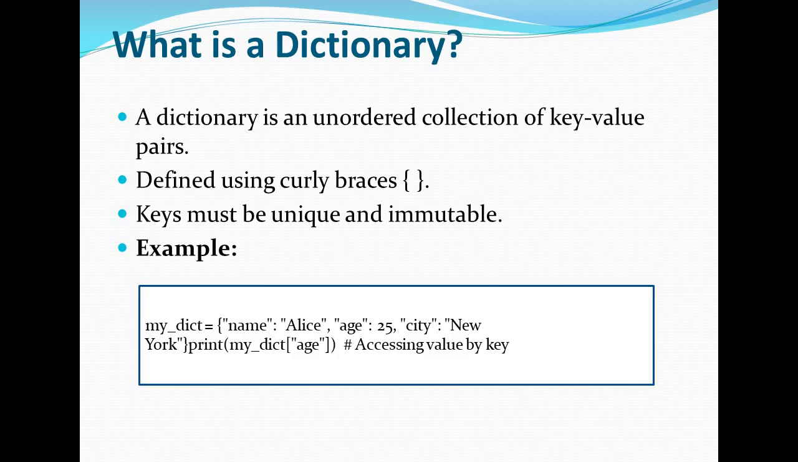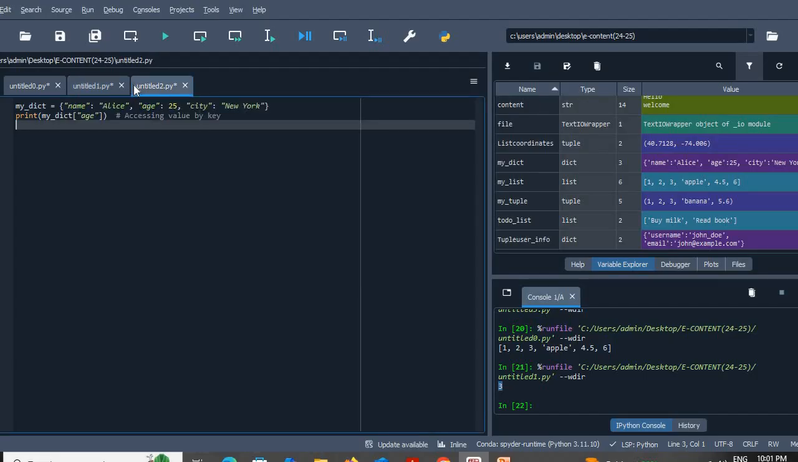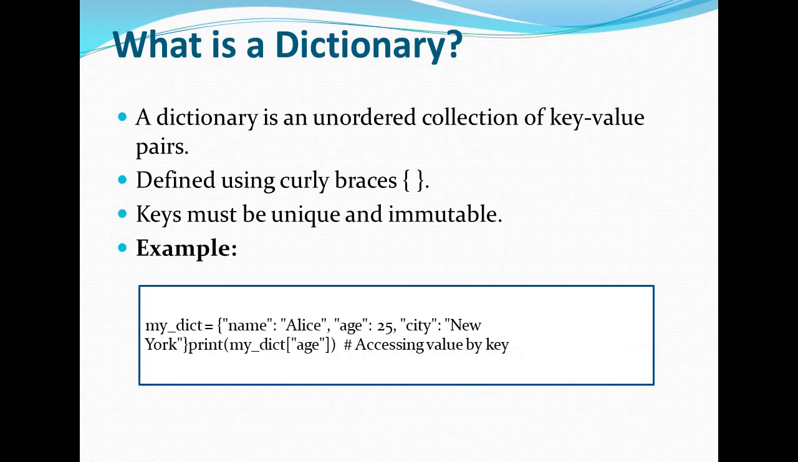We can access the values with the key. For example, print my_dictionary age. We call the key, and the value will be printed as output. A dictionary is perfect for fast lookup, like searching user details by the key. This is how it works. name, age, and city will be declared, and print age will be printed, and the output will be 25. In this way, the dictionary works.